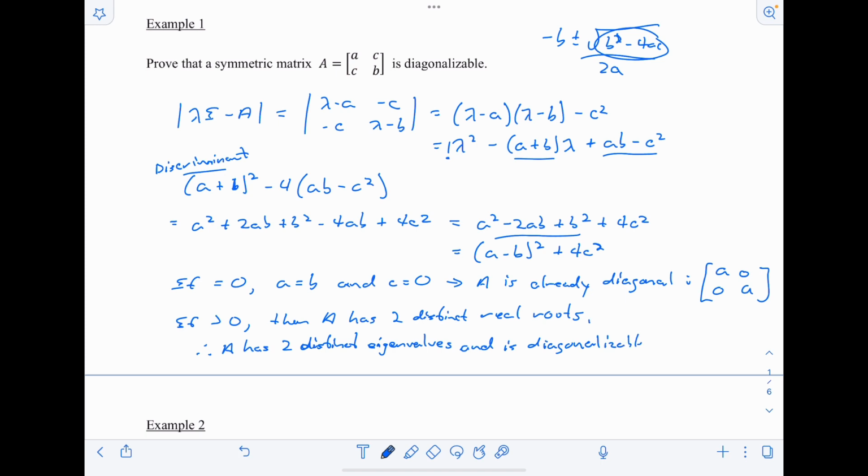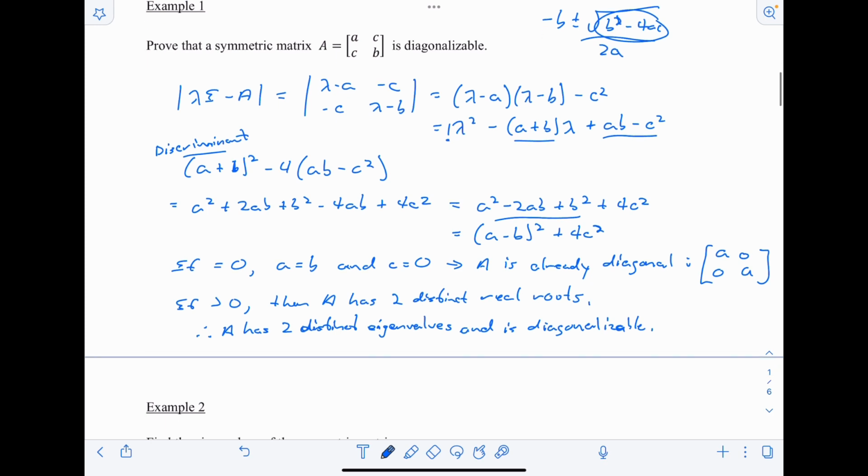sorry, I can never spell that word and talk at the same time. It's diagonalizable because it's a matrix of order 2 by 2, and it has two distinct eigenvalues. That tells us that it has to be diagonalizable. All right, so that's the proof.